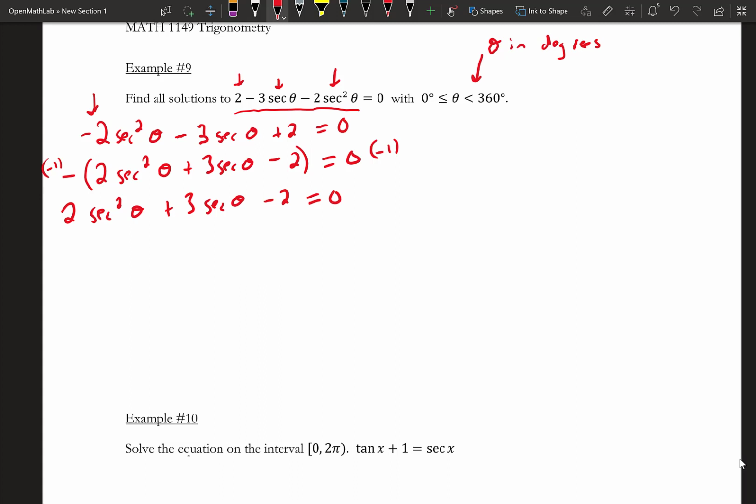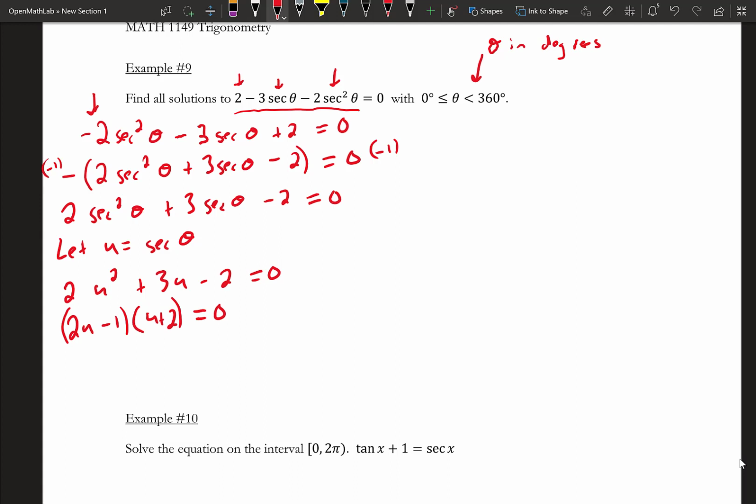And then I want to be able to factor this. So I could say let u equals secant theta. What that gives me is 2u squared plus 3u minus 2 equals 0. We can factor this, and you should be able to factor pretty well by now. This will factor into 2u minus 1 times u plus 2 equals 0. You can factor that by grouping using the AC method like we did before. If you're not sure how to factor that, feel free to look at my completed notes I upload to Canvas.